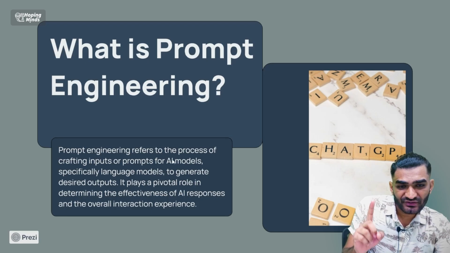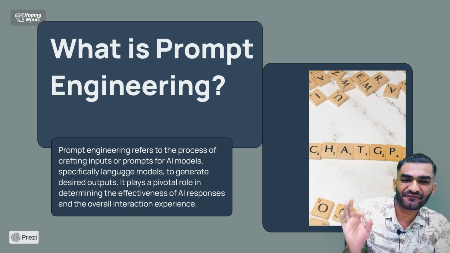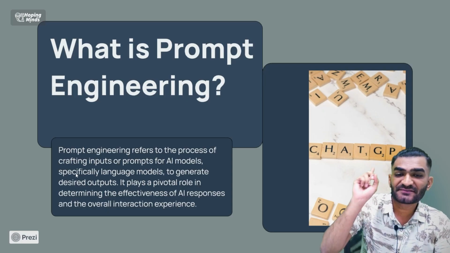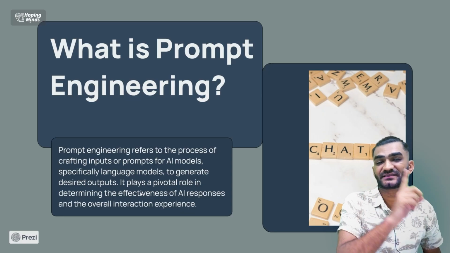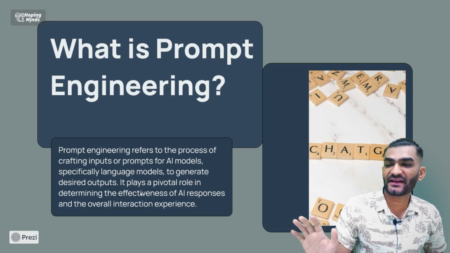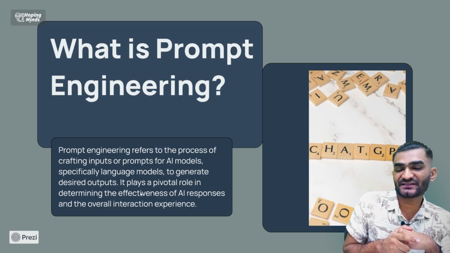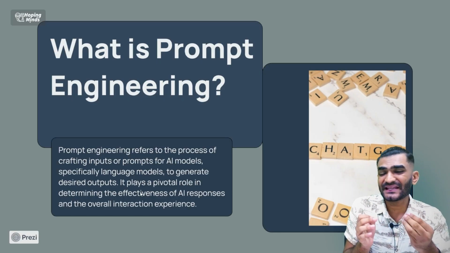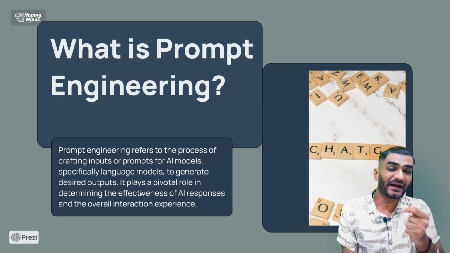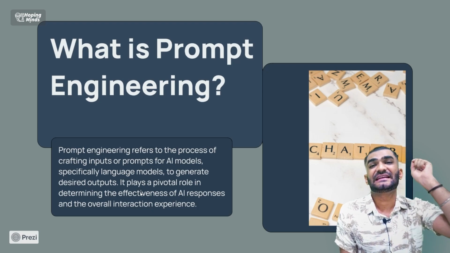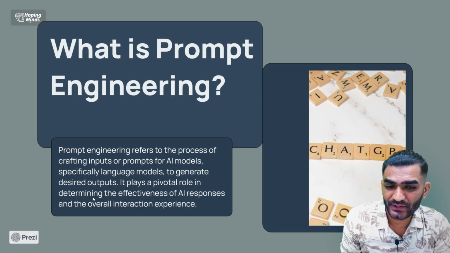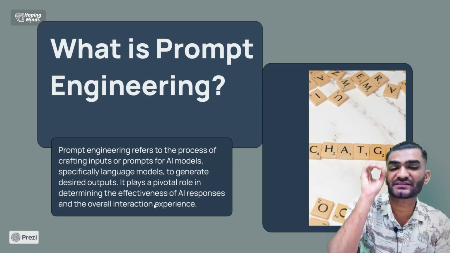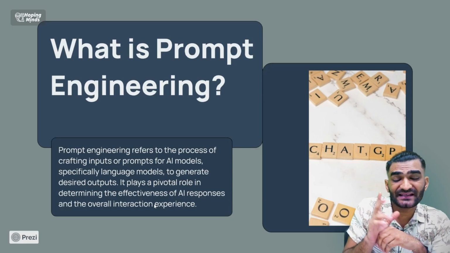Prompt engineering refers to the process of crafting inputs or prompts for AI models, specifically language models, to generate the desired output. Mark my words, this word is really very important: desired output. Generating output is not a big task, but we have to generate the desired output. It plays a really important role in determining the effectiveness of AI responses. Try to understand this very carefully.